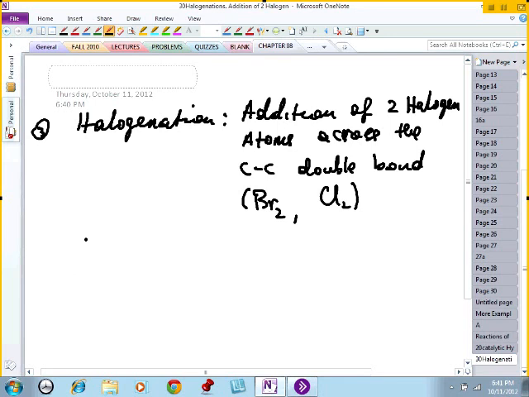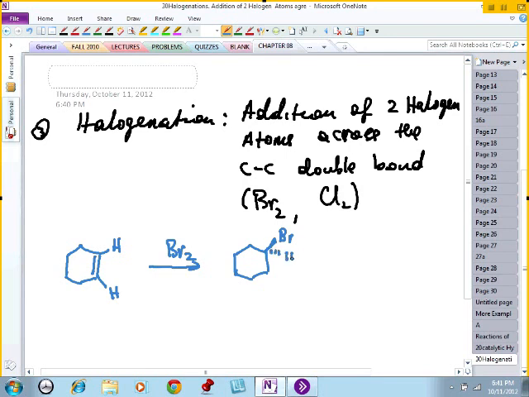Okay, so in this case, supposing we have this, and if we have bromine, the same thing will apply to chlorine, we get this product. Now, once again, you see what the product we obtain here. We obtain the trans addition product.